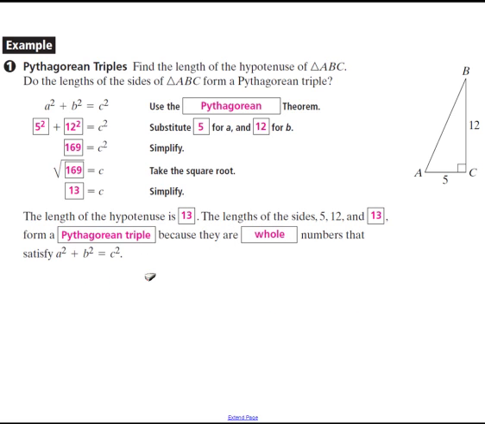And those are the two big ones that I think you should probably know going forward in your mathematical career. 3, 4, 5, and 5, 12, 13 are probably the two biggest ones that come up in things like standardized tests or that would be helpful to you on a day-to-day basis. And it can be helpful.